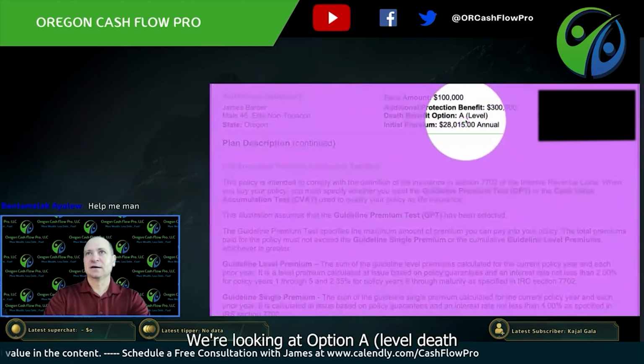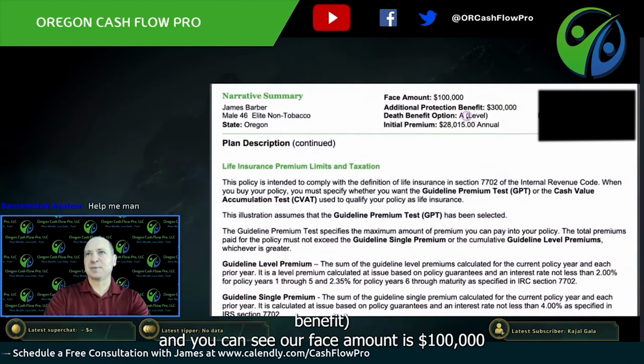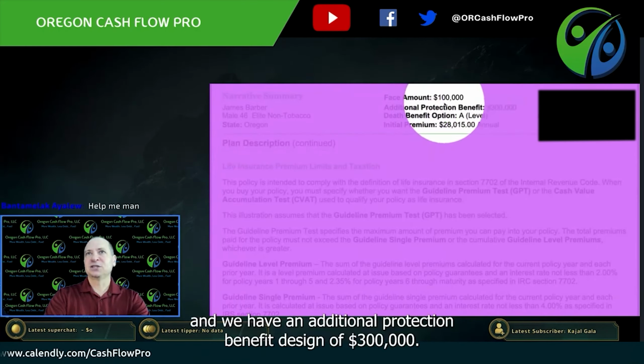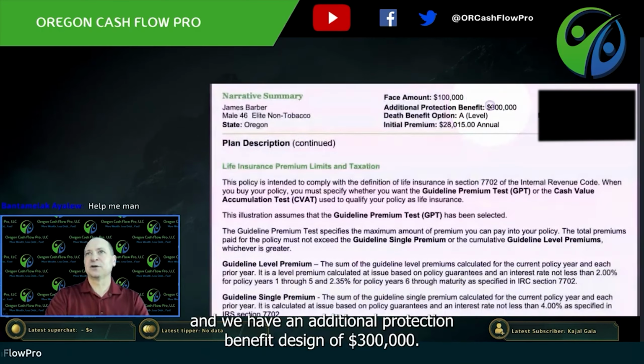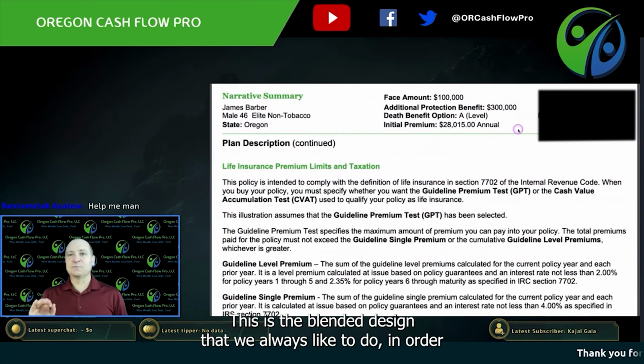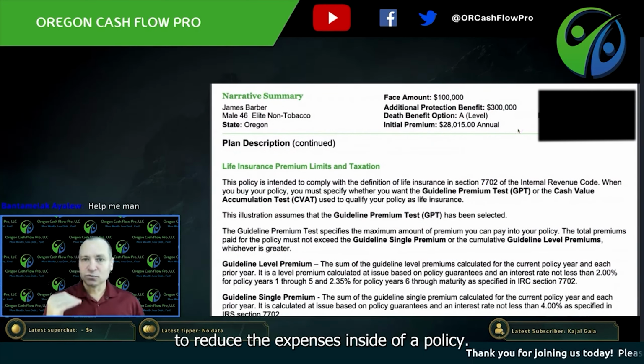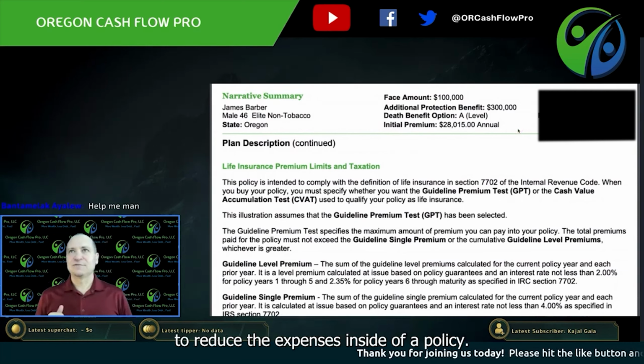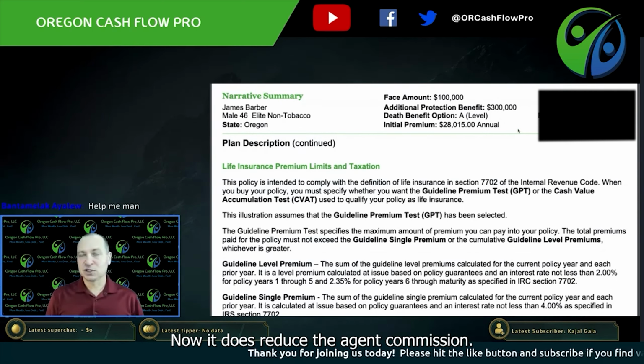We're looking at option A, level death benefit, and you can see our face amount is $100,000, and we have an additional protection benefit design of $300,000. This is the blended design that we always like to do in order to reduce the expenses inside of a policy. Now, it does reduce the agent commission.